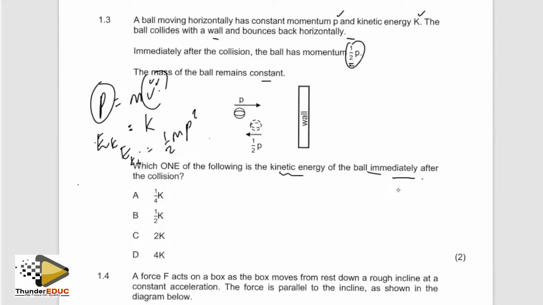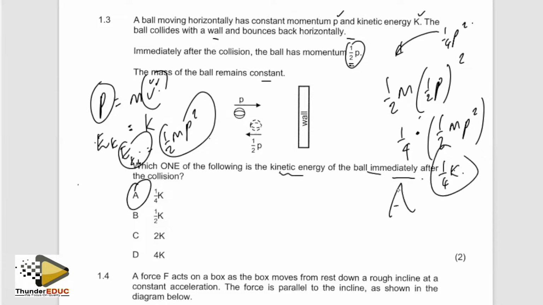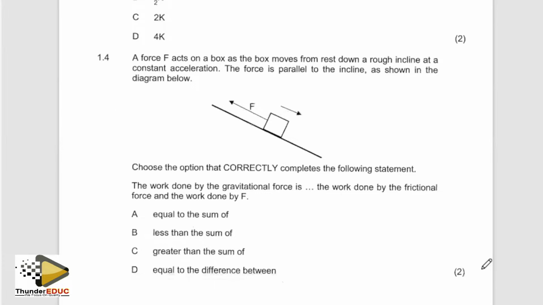Now, if the momentum is now a half, where there is P, I'll represent it with a half P, everything squared. Squaring that, I'll get a quarter, multiplied by a half M P squared. Take this quarter away, and then we have our original, which is K. So we're going to have a quarter of K. That is option A.